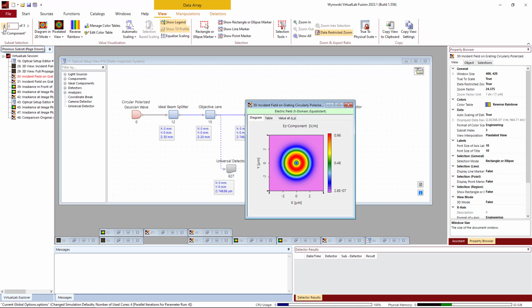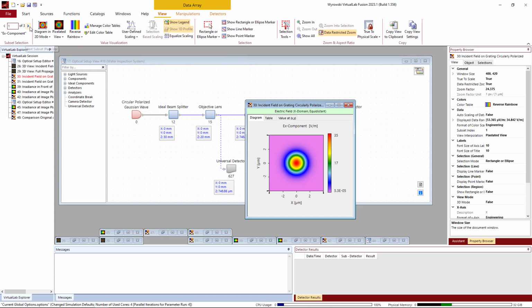And we can actually look, I'm going back to the initial component EX. We can go back to EX or EY, and I can click here on equalize scaling, and we can actually take a look at the relative importance of that EZ component, because we have the same scaling for all the 3 electric components, and we can see that in this case it's quite faint.